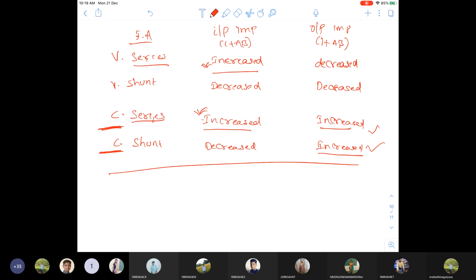Series. So for these two, the output is a series connection. This is an output series connection, and for this also an output series connection. So when the output is a series connection, the output impedance is increased. So you can summarize one important point. What is the summary?